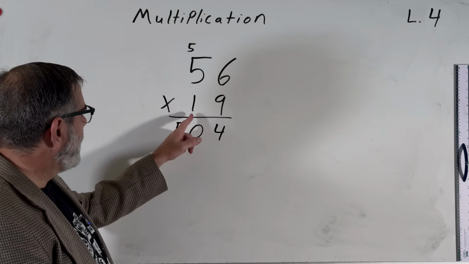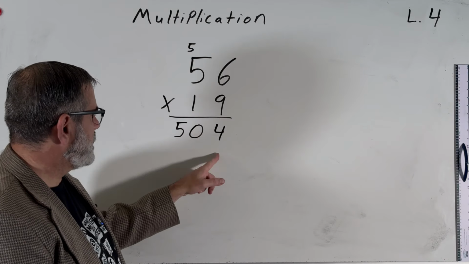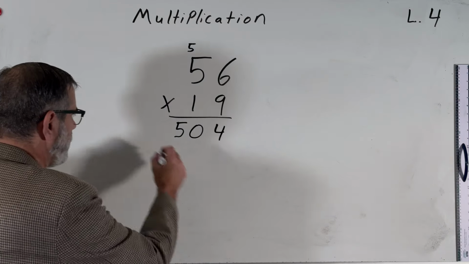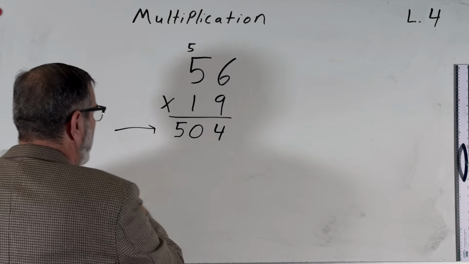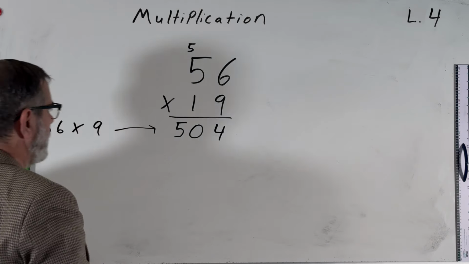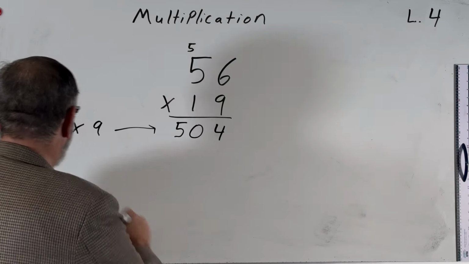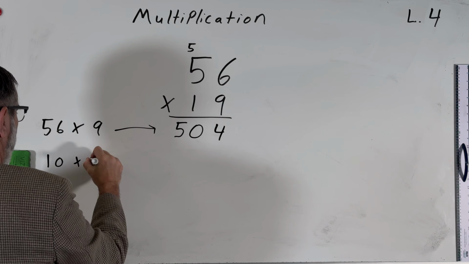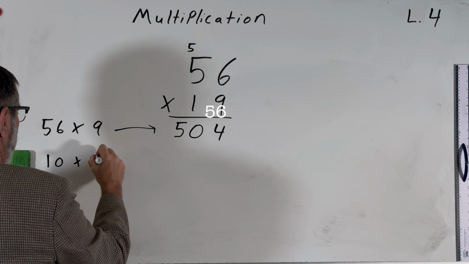Now, if I were just to do 1 times 6 and write the 6 underneath the 4 here, that would not give us the right answer. It's not even remotely correct, because I want to point out on this line, what this line has is the answer to the problem, 56 times 9. The next line should have the answer 10 times 9. This should read 56 times 10. Sorry about that.